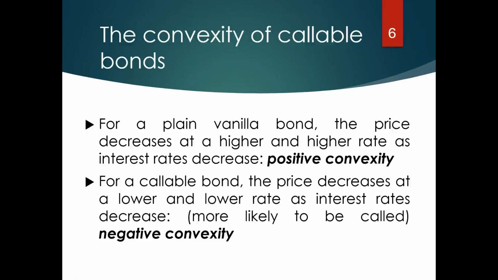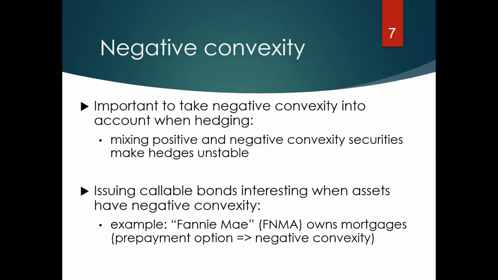So as we just saw, plain vanilla bonds have positive convexity, but callable bonds have negative convexity. Why do they have negative convexity? Because as the rate gets lower and lower, they're more likely to be called. Now, this negative convexity has some important consequences.